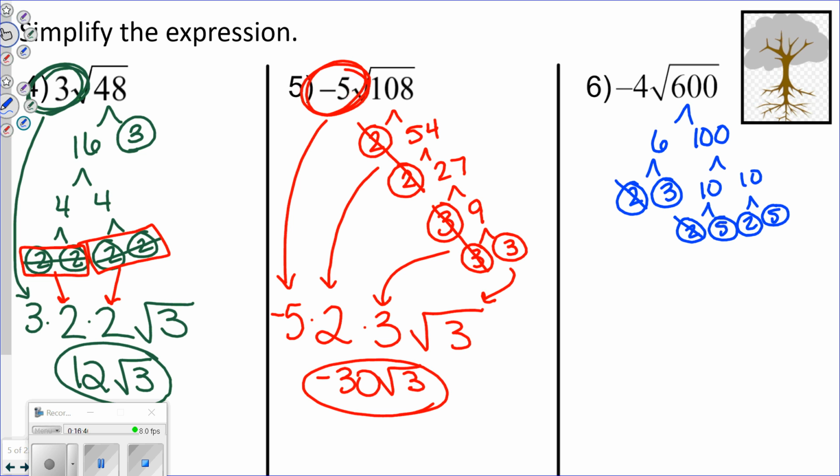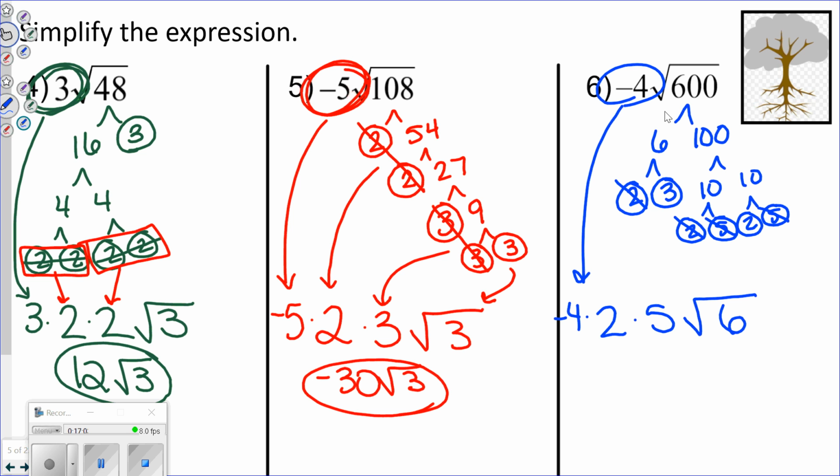But I have a pair of 2s, so they come out. I have a pair of 5s that come out. I have a single 3 and a single 2, which will go under as 6. And then don't forget this guy was already hanging out. So -4 times 2 times 5 is -40 and radical 6.